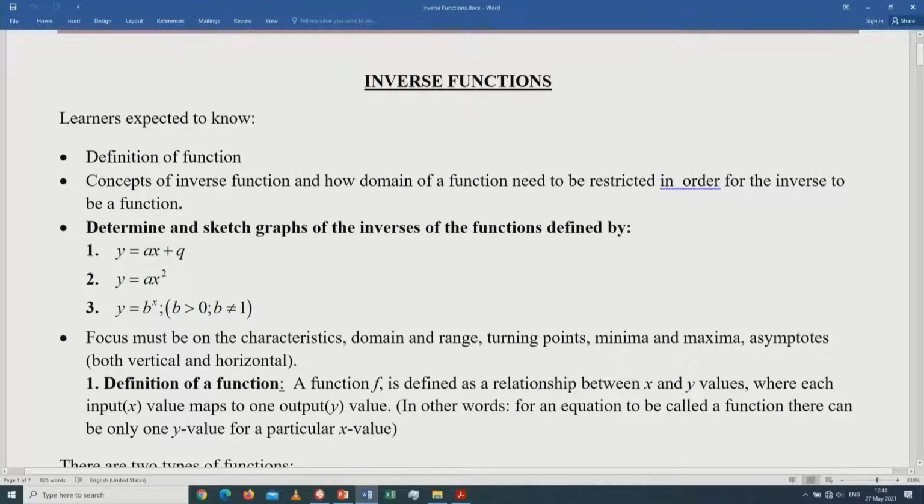As a grade 12 learner, you are expected to determine the equations as well as sketch the graphs of the inverses. y = ax + q is a linear function. y = ax², parabola. The inverse of a parabola, we need to know. y = b^x is an exponential. And what is important is that the inverse of the exponential, we call it the log. The inverse of an exponential is called a log.